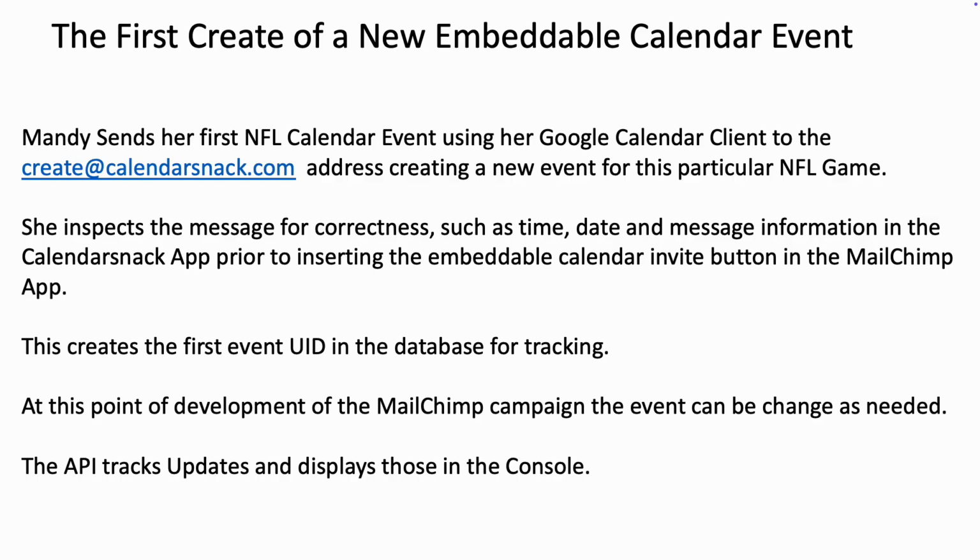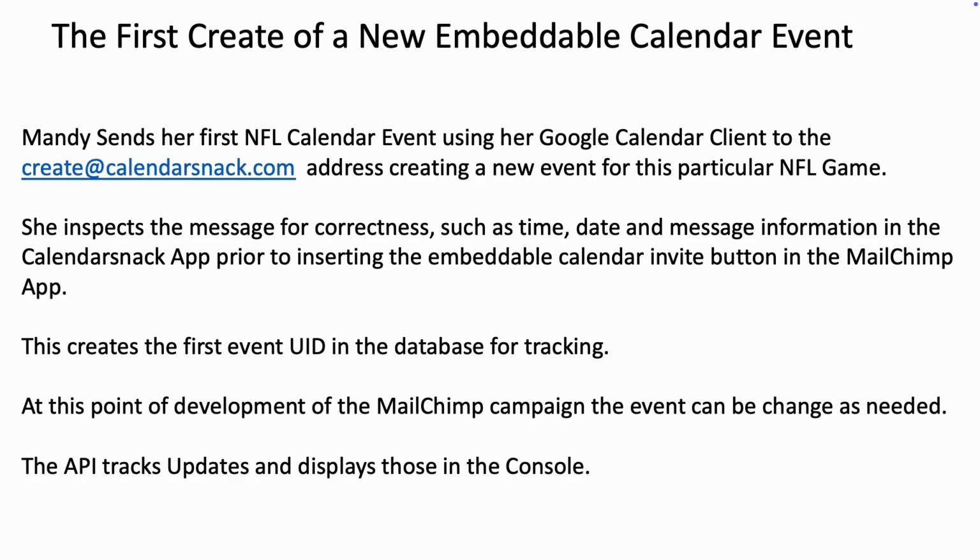As I walk through it, I'm going to iterate a couple things. She sends her first calendar event using her Google Calendar client to the create@calendarsnack.com address. That creates a new event for this game. She inspects the message for correctness, such as time, date, and message information in the Calendarsnack app prior to inserting the embeddable calendar invite button into the MailChimp application campaign. This creates the first UID event in the database for tracking. At this point, during the development of the MailChimp campaign, the event can be changed as needed.